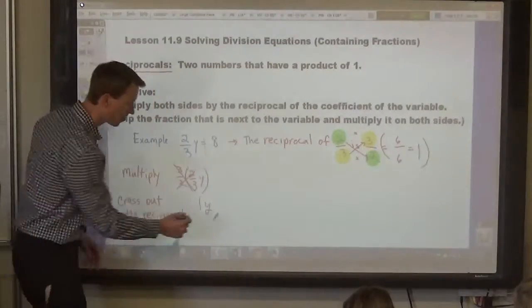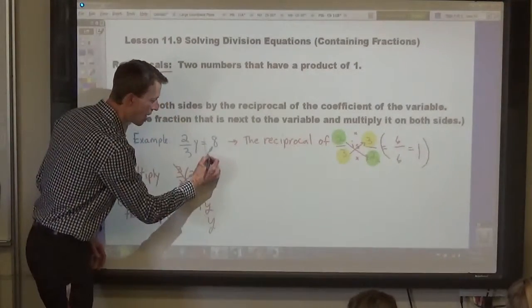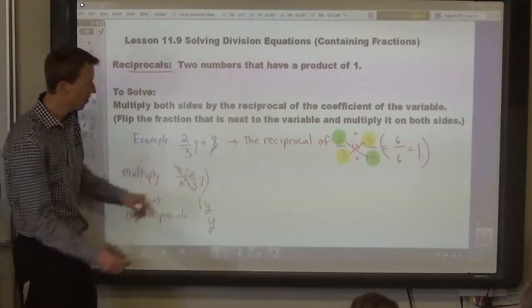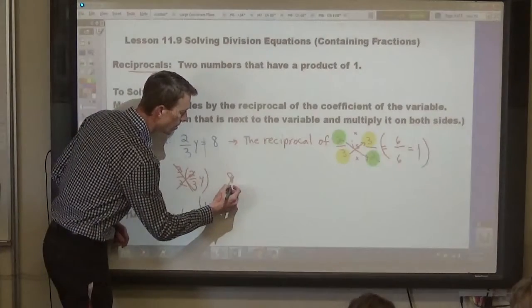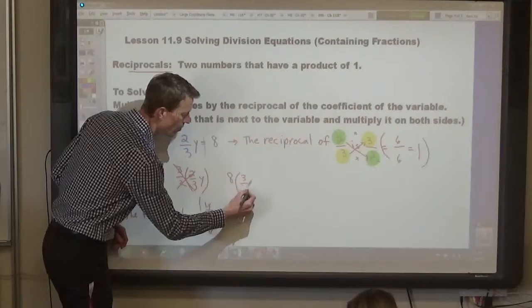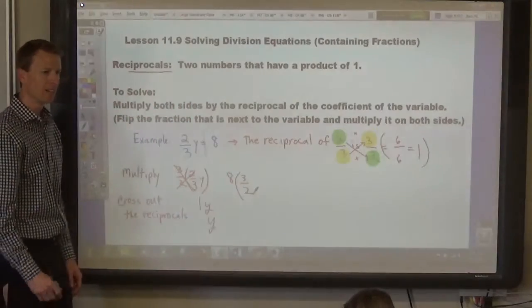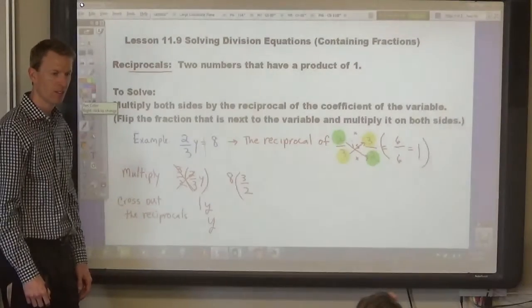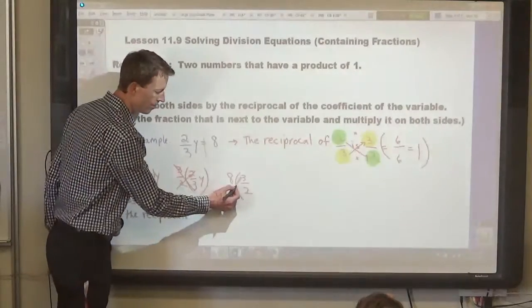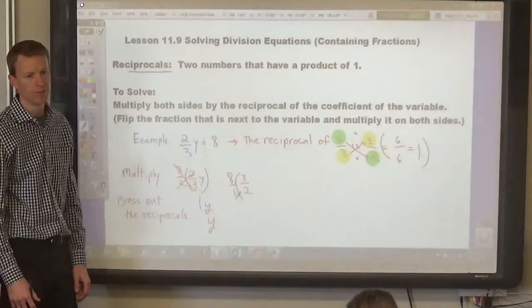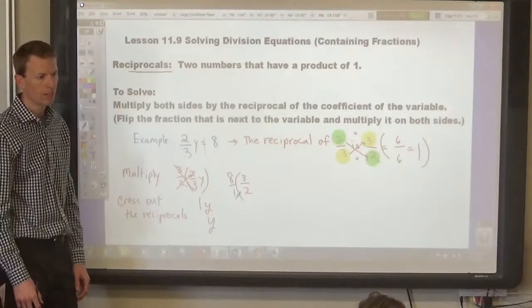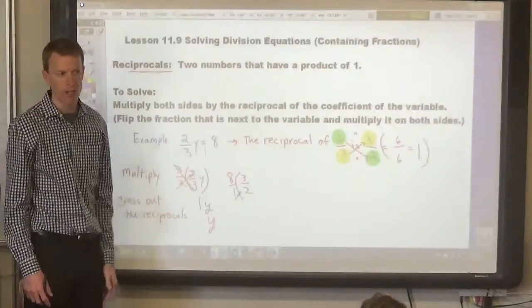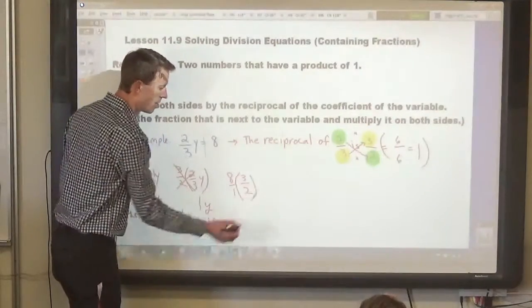Then, we go to the other side. And the rule is, we have to multiply the same thing on the other side, right? So 8 times 3/2. Now, how do we do that? A whole number times a fraction. Brett? You put 8/1. Yeah, 8/1 times 3/2. You have to multiply fractions times fractions. And so if you have a whole number, you have to write the whole number as a fraction. 8/1 times 3/2.